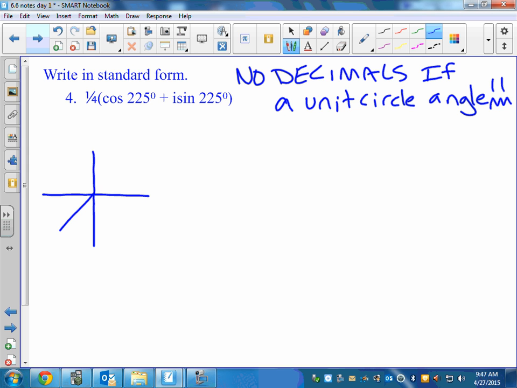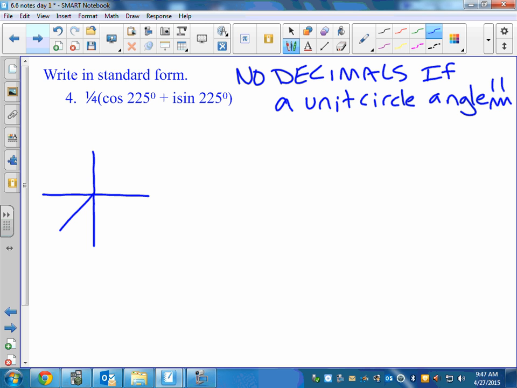Here, is that 225? Yes. If it was something not in my unit circle, like 74 degrees, to work this out, you would just type it in your calculator. You would take cosine of 74 degrees times 1/4, and you would get that decimal. Right? And that's going to happen sometimes too.